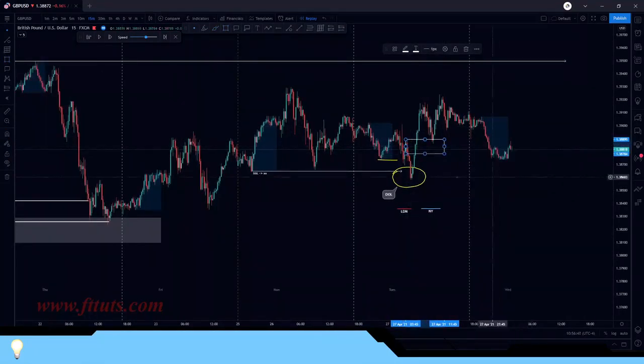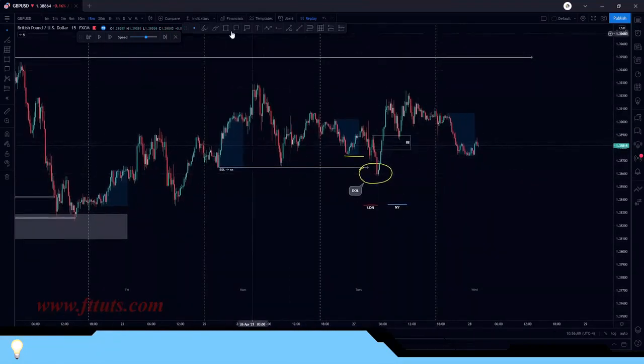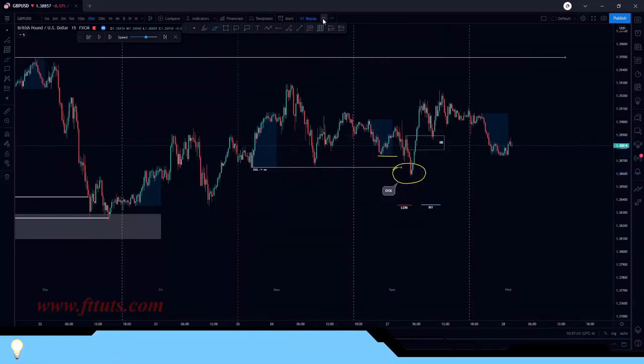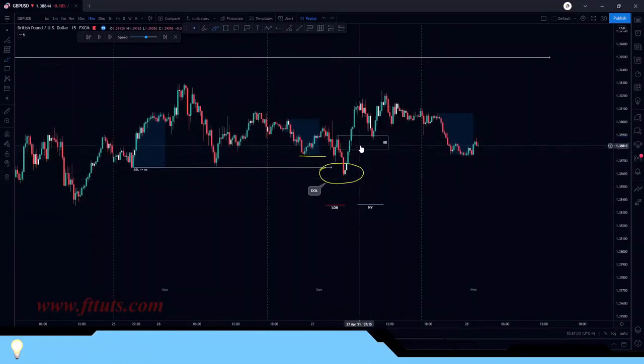setup here based on the breaker block over here. The reason this was a breaker block is because this was the point of origin for this impulse that broke the previous lows, and then these lows here tapped into the sell side liquidity, and shortly after, price impulsively broke above it. There was somewhat of price inefficiency in here, and we can see price came back and filled this inefficiency to the T.